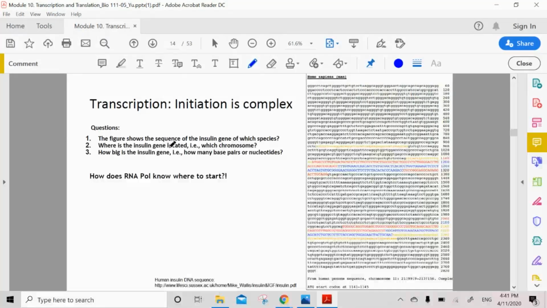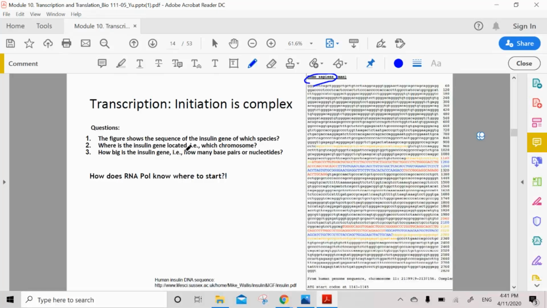The figure shows the sequence of the insulin gene of which species? So we know most mammal species have insulin, right? So which species does this show? It can be intimidating when you look at the screenshot of this insulin gene sequence. Homo sapiens, right? So that's human. So this is a human insulin gene.